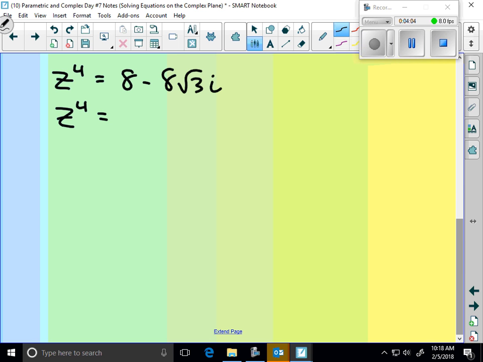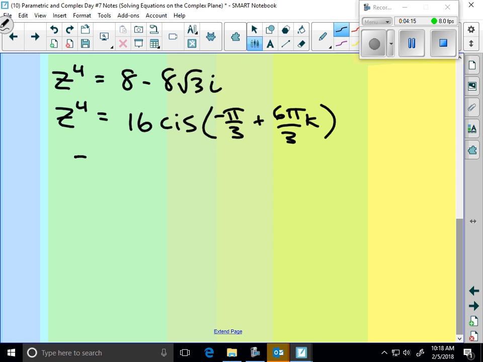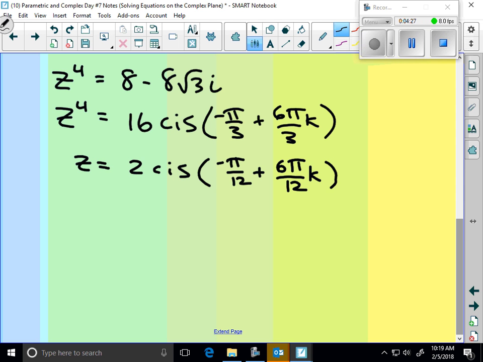So now this equals 16 cis negative pi over 3 plus 6 pi over 3 k. And I take that to the 1/4 power. Well, now z equals 2 cis negative pi over 12 plus 6 pi over 12 k. So that becomes, well, now what do I do with this? Well, you'd get 2 cis, and I'm just going to do this for 1 point, negative pi over 12.